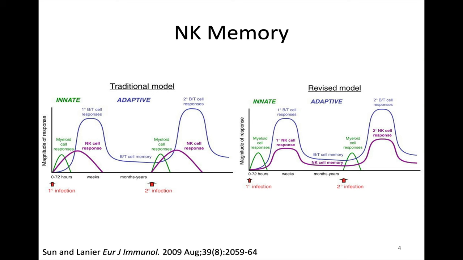Basically the idea of tolerance, sometimes referred to as self-tolerance, is how we make sure that we don't make some kind of detrimental immune response to self proteins. This is how we keep ourselves from making particularly adaptive responses to self proteins, because that could harm us. And if tolerance fails, then we may end up with autoimmunity.